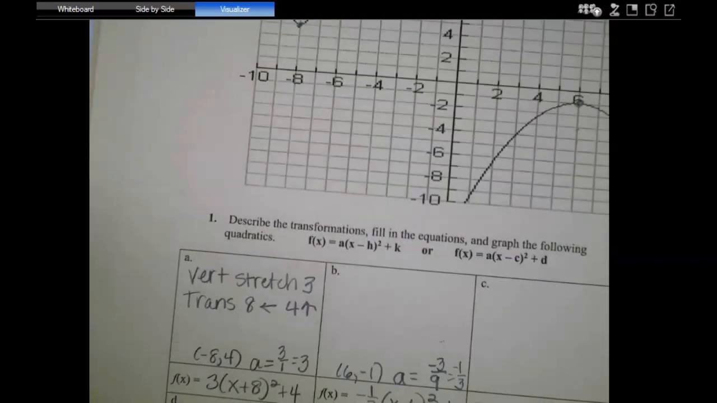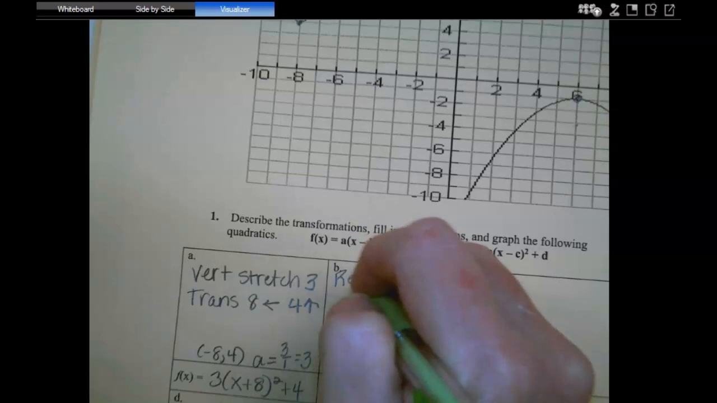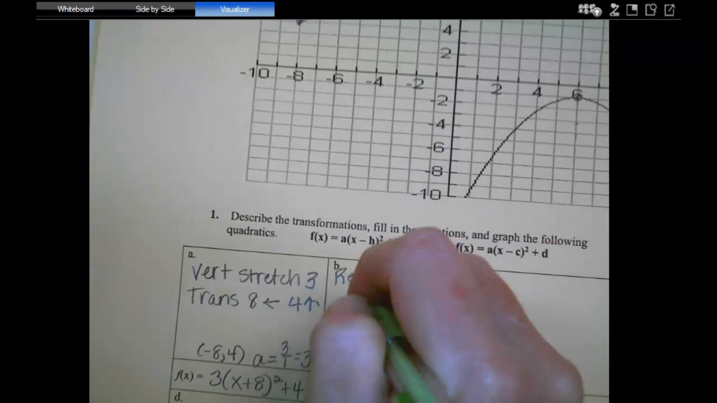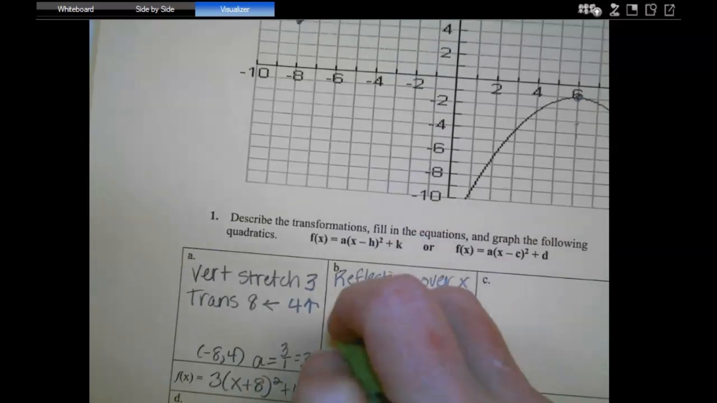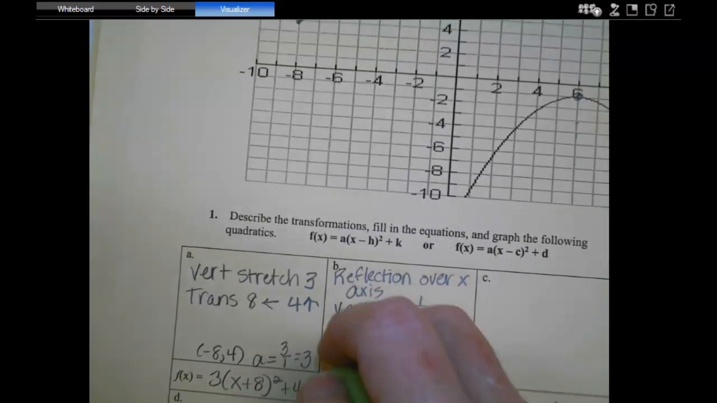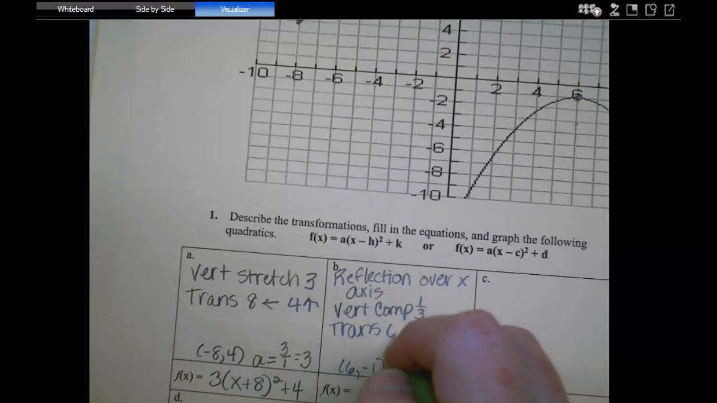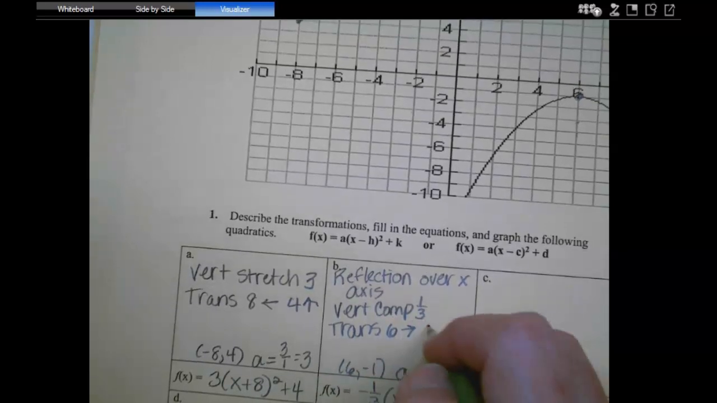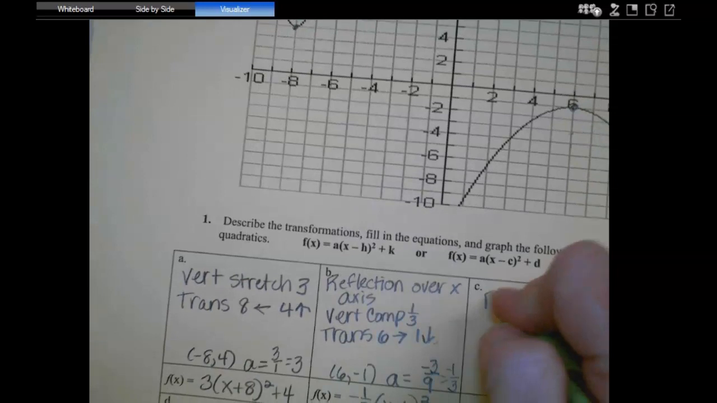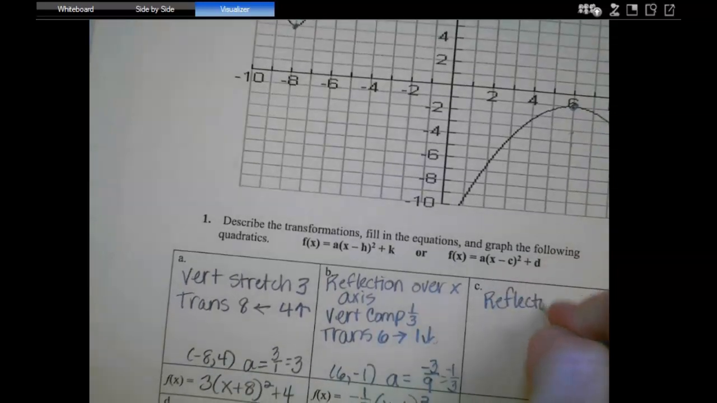So I'm going to get a reflection over the x-axis. I'm going to get a vertical compression of 1/3. And I'm going to translate 6 to the right and 1 down. Are we okie dokie? Next, I'm going to have a reflection over the x-axis, which means which way is this parabola going to face?